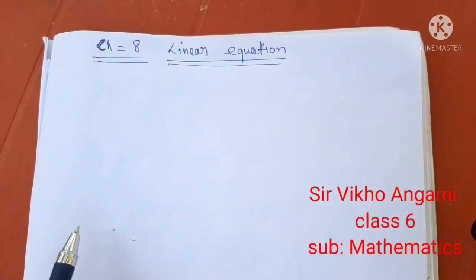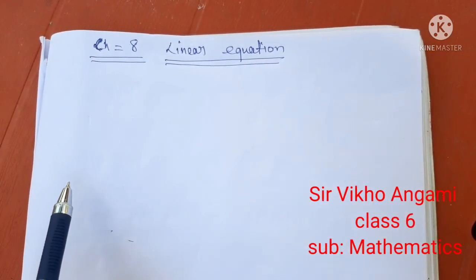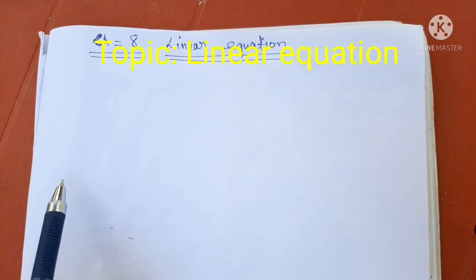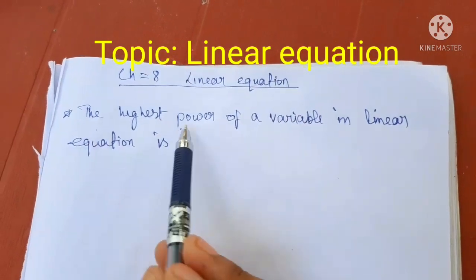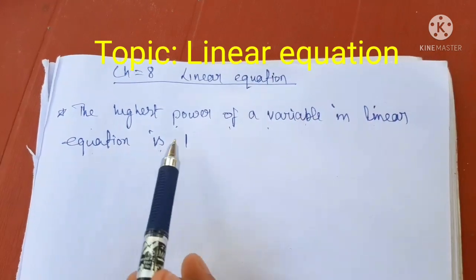Students, today we will be doing chapter number 8, linear equation. So what is linear equation? I will explain to you. The highest power of a variable in a linear equation is 1.